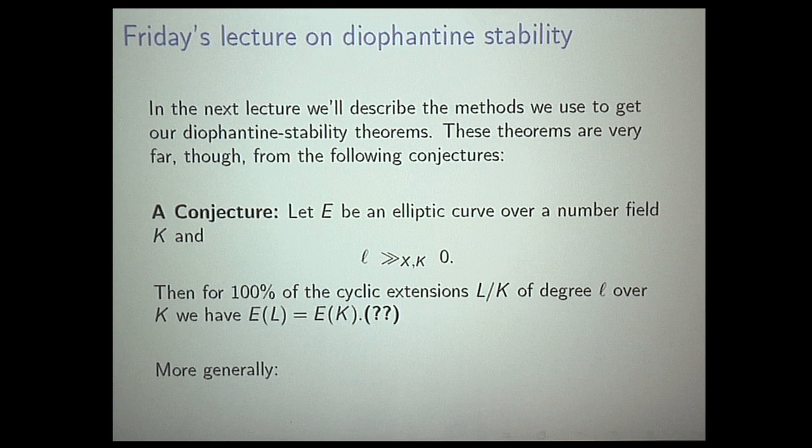As I mentioned briefly in the previous lecture, here's a conjecture. Let E be an elliptic curve over a number field K and L just a large prime, depending upon E and K. Then statistically, for 100% of the cyclic extensions of degree L over K, we have Diophantine decidability. Now, we have no method of proving this.